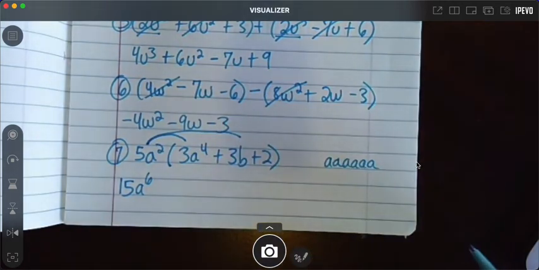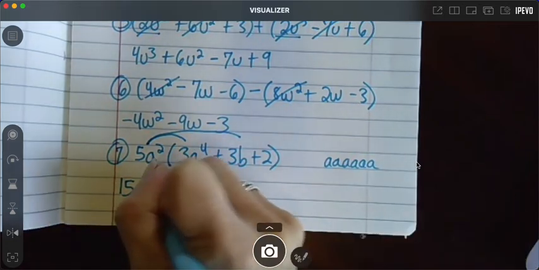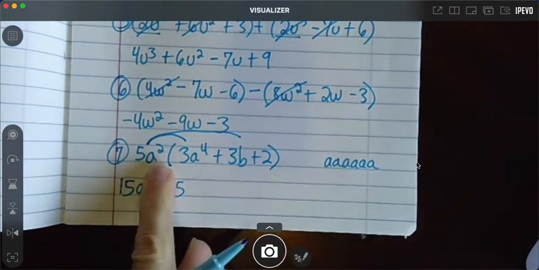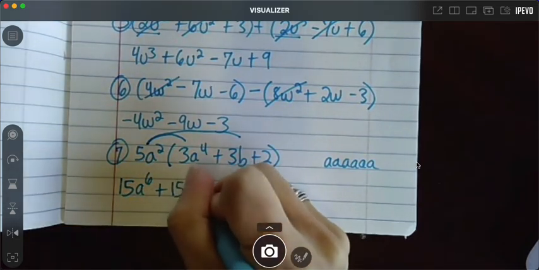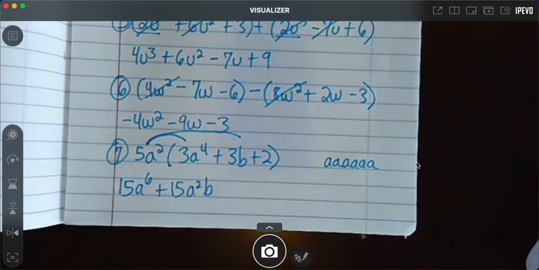What's 5 times 3? Still positive 15. Now, I have A's and B's, so I'm just going to write them like they are. I have an A squared times a B, in alphabetical order, right? A, B, C. So, is this making sense?